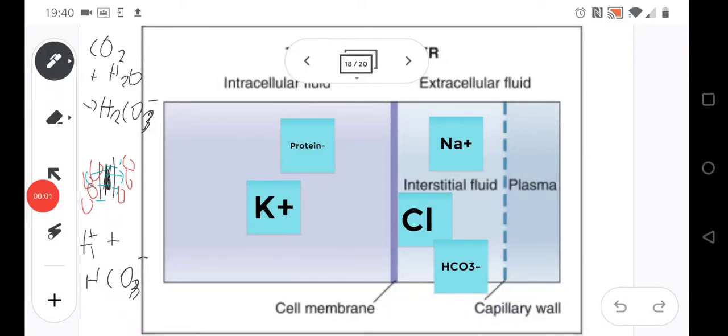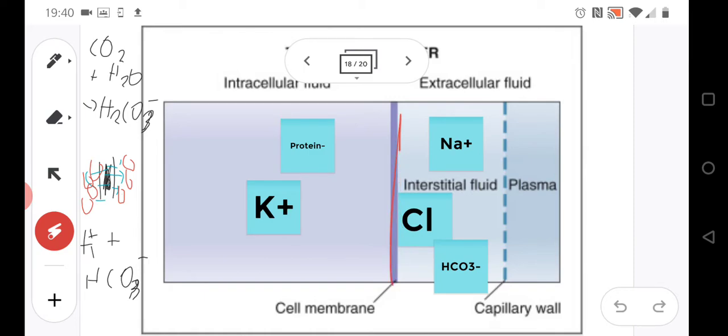So now we are talking about the body fluid compartments. The main body fluid compartments are intracellular and extracellular fluid. How do we divide intracellular fluid from extracellular fluid? They are divided, as you can see in the picture, by the cell membrane.